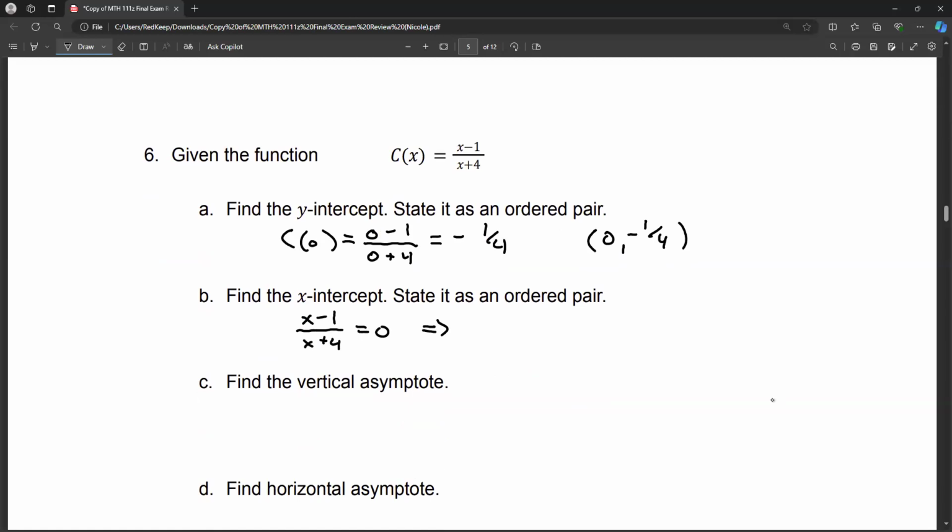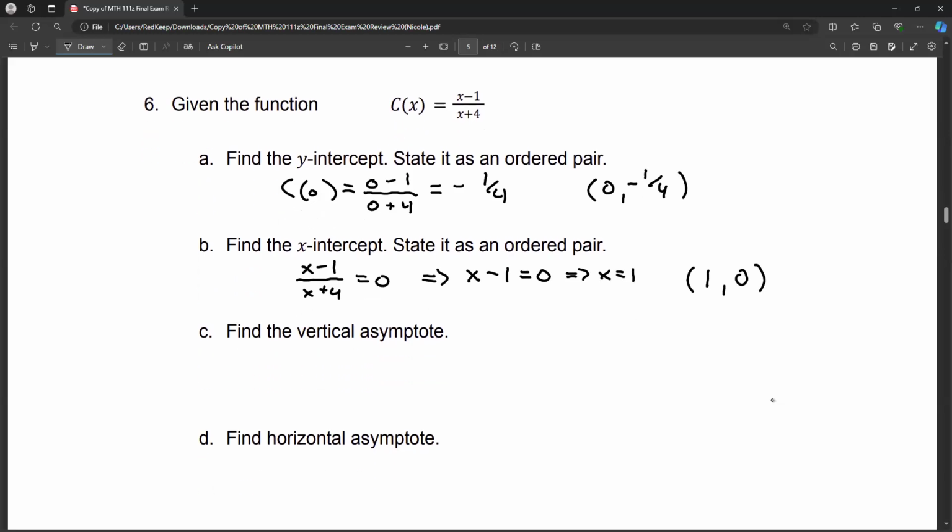And if we have a rational equation that's equal to 0, this implies that the numerator must be equal to 0, or x minus 1 must be equal to 0. In turn, we see, of course, that x equaling 1 gives us that 0. So we can write this as an ordered pair, right? We said that x equaling 1 must give us an output of 0. So 1 comma 0 is our ordered pair.